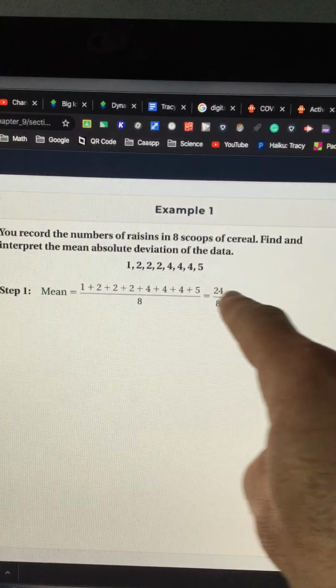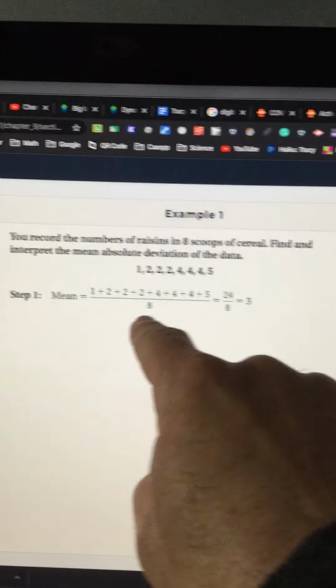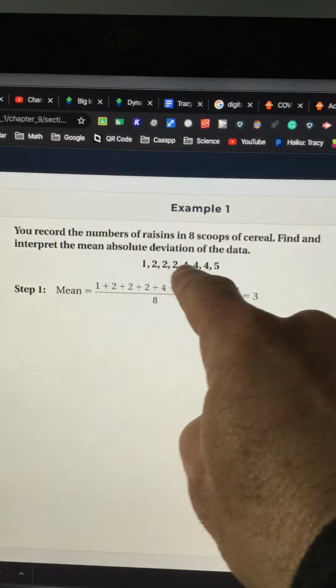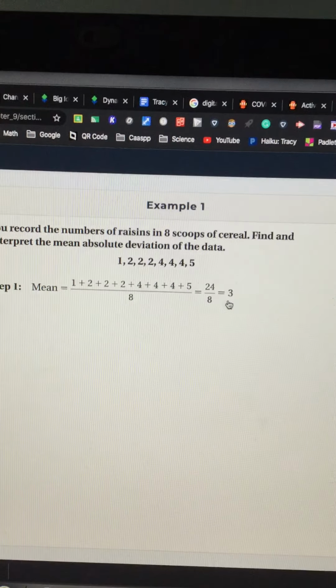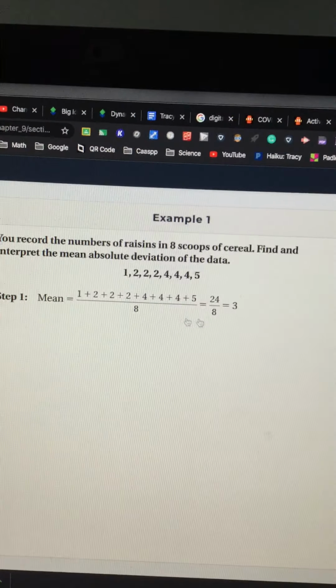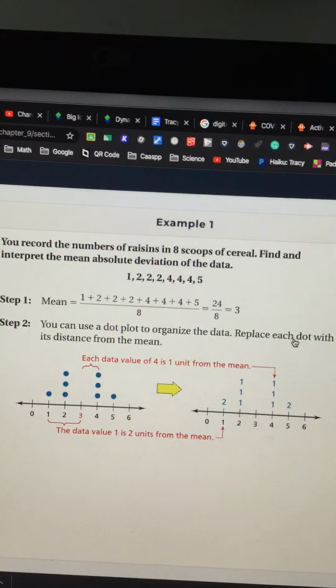So we added all the numbers across the top. There were 8 total numbers, 1, 2, 3, 4, 5, 6, 7, 8. That goes on the bottom. The sum of these numbers was 24 divided by 8, and that gave us a 3. So the mean is 3.